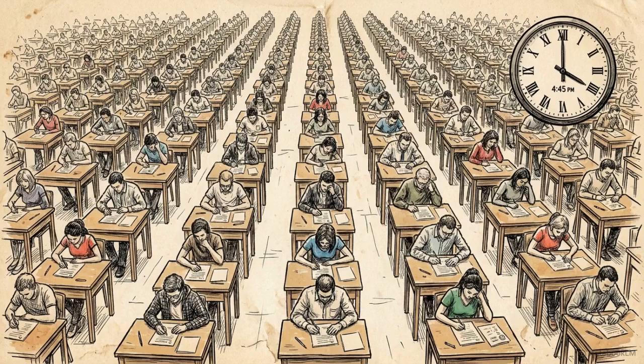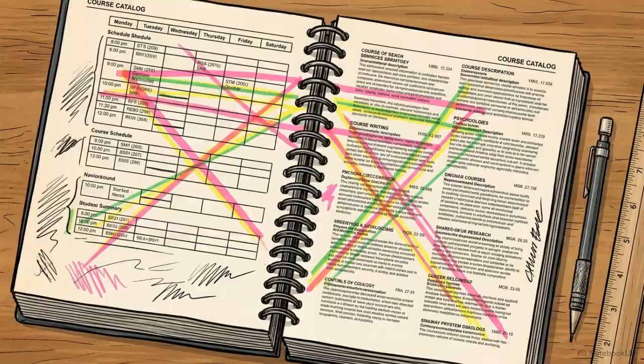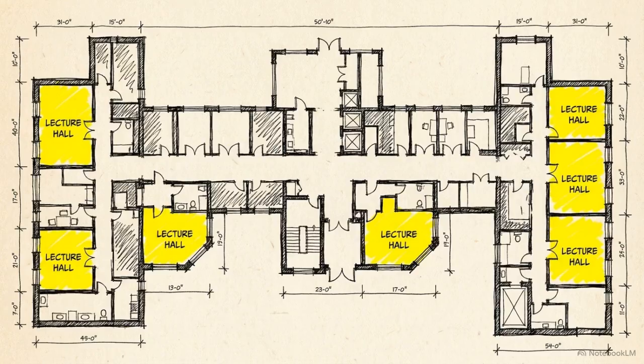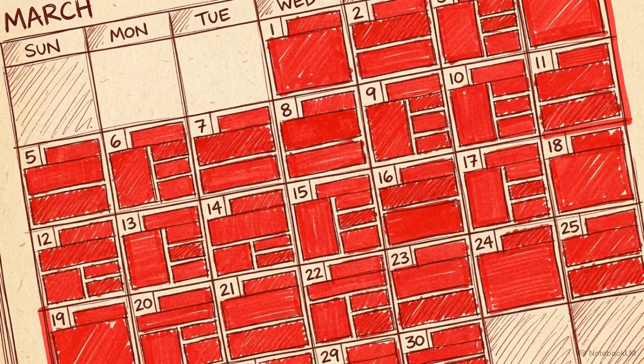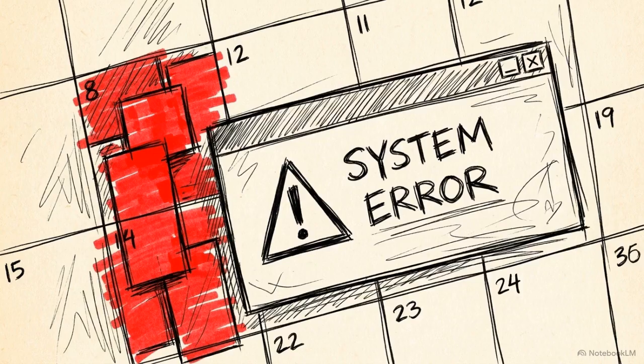Picture scheduling final exams for a major university. You have thousands of students, hundreds of overlapping courses, a finite number of rooms, and a strictly enforced window of time slots. One tiny overlap and the whole system crashes.